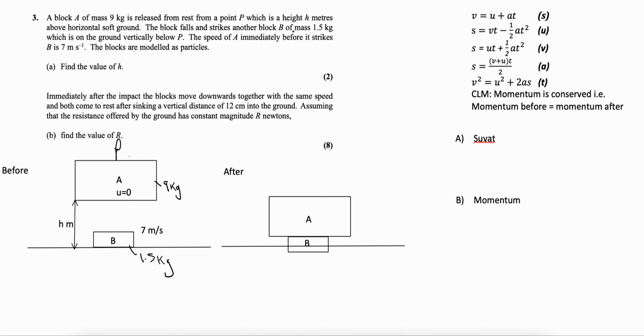So it hits block B, 1.5 kilograms, which is on the ground vertically below P. The speed of A immediately before it strikes B is 7. So if you think of A has an initial velocity of 0 because it says rest, and it has a velocity of 7 just before it hits. The blocks are modeled as particles. Find the value of h. You know that modeling as a particle simply means the volume is 0.